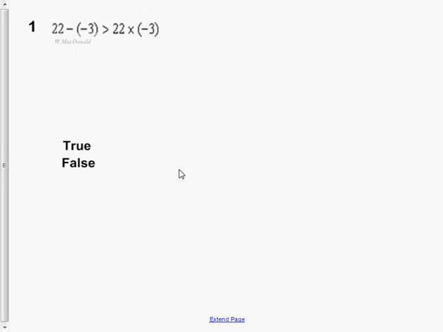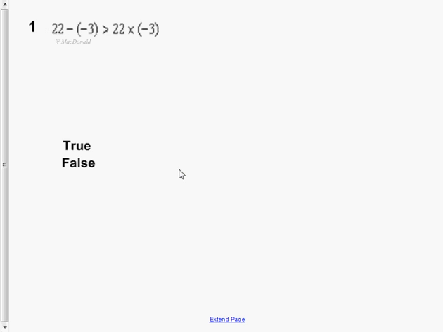22 take away -3. I could think about 22 positives take away 3 negatives. Or if I have $22 and my grandmother takes away from me $3 worth of debt, I will be $25 richer. But the simpler way to do it is keep your first integer the same. Keep 22 as 22. Change the subtraction to addition and use the opposite. In the case of this one, -3 becomes +3. And that will get you the same answer, and it's called keep flip change.